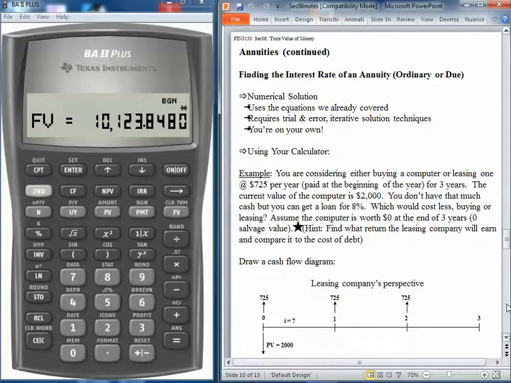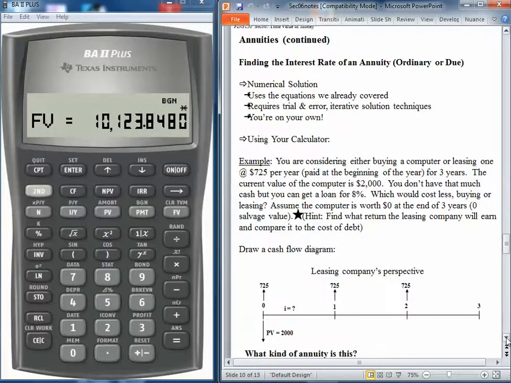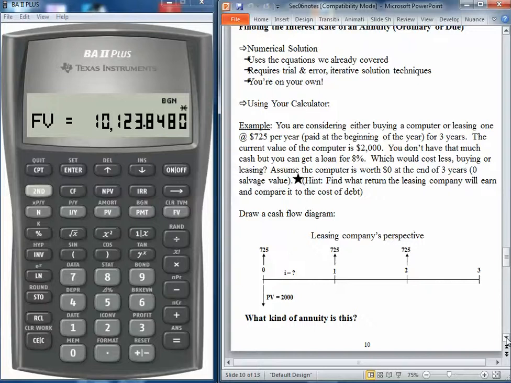Now, we can solve for the interest rate of an annuity just like we did for the lump sum. We can also solve for the number of periods as well. Now, this is an interesting problem, and don't take it too lightly because it's more complicated than you might expect. You're considering either buying a computer or leasing one at $725 per year.